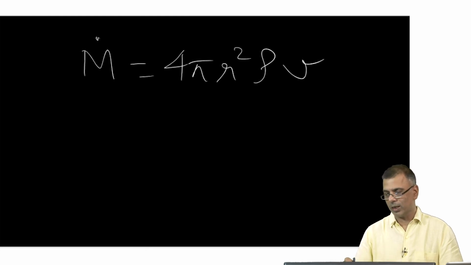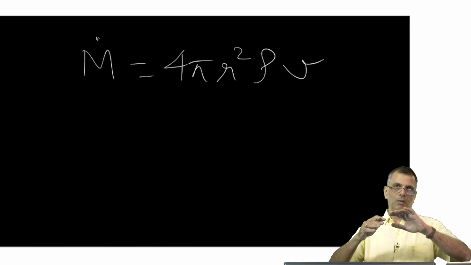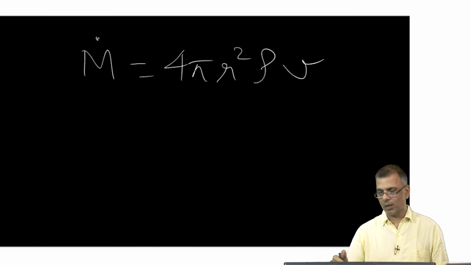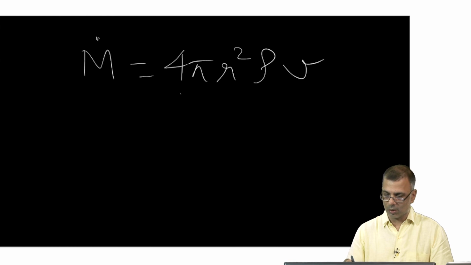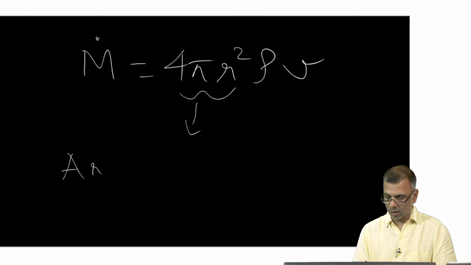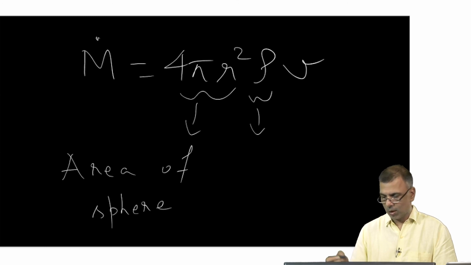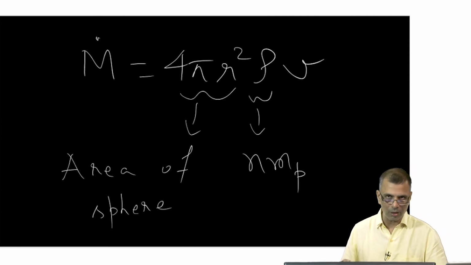So 4 pi r squared is the area of a sphere, and rho would be the density, which turns out to be the number density times the proton mass, assuming that it's fully ionized hydrogen, and v is of course the velocity.